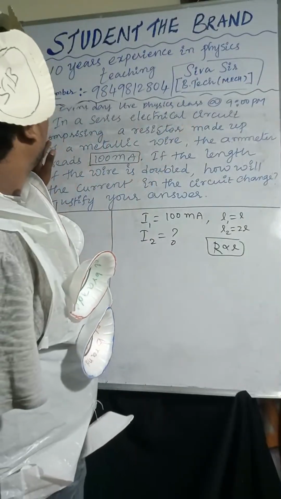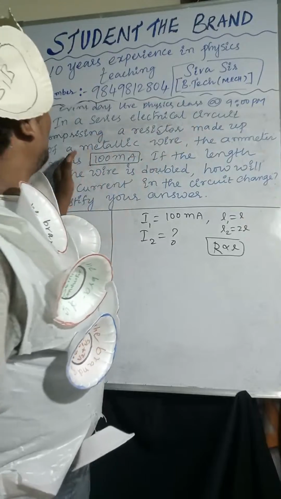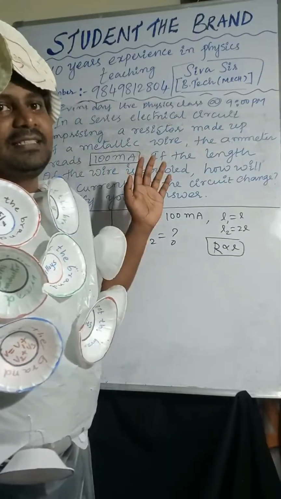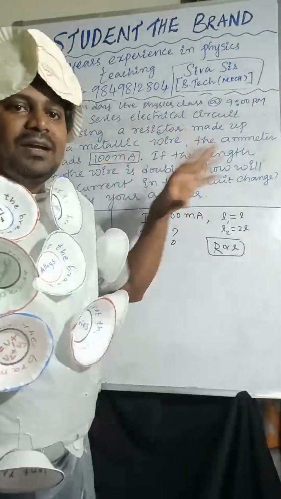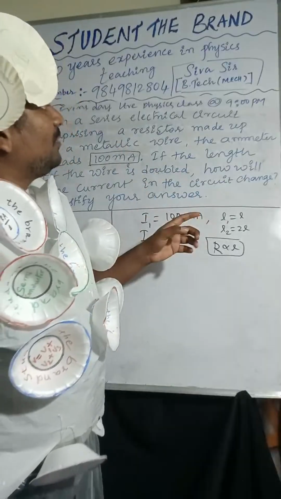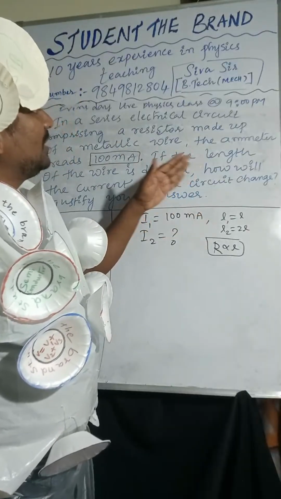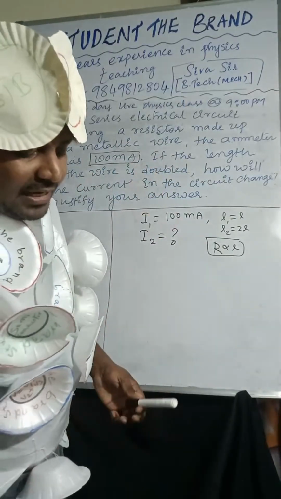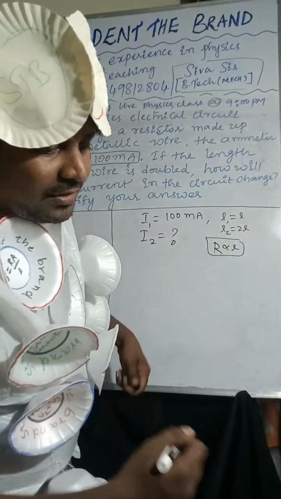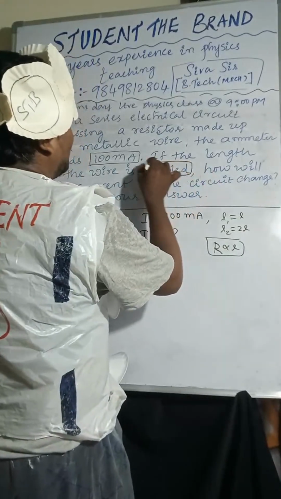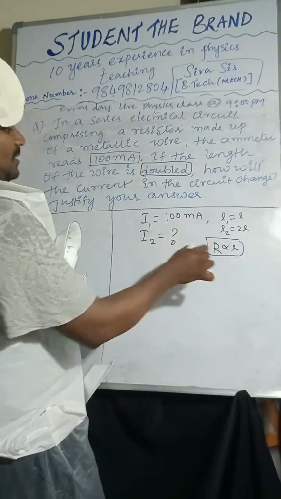So in a series electrical circuit comprising a resistor made up of a metallic wire, the ammeter reads I1, which is given. We need to find out I2. So read the question very, very carefully. If the length of the wire is doubled, here they have given one logical question. But they didn't give the actual R value.